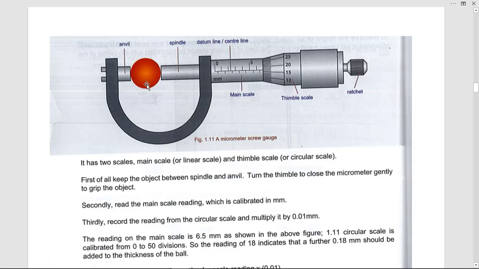Whenever you have this ball and you want to fix it inside, you move this one, and if you move it to the right, it will come closer. If you move it to the left, meaning anti-clockwise, it will go away, meaning it will loosen. And if you turn it clockwise, it will tighten.